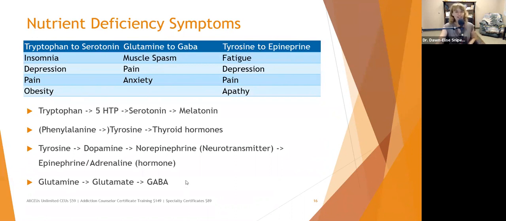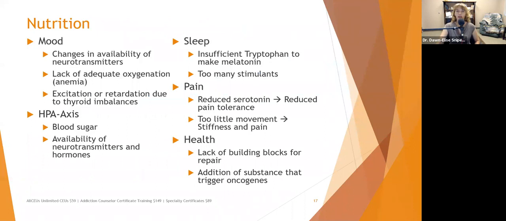We're not registered dietitians, but if somebody is not eating what seems to be a healthy diet, it's important to encourage them to keep a food diary and consult with a registered dietitian and educate them about why it may be important and how what they're eating could be contributing to their mood issues. So nutrition impacts people's mood and their health because it affects the availability of neurotransmitters.